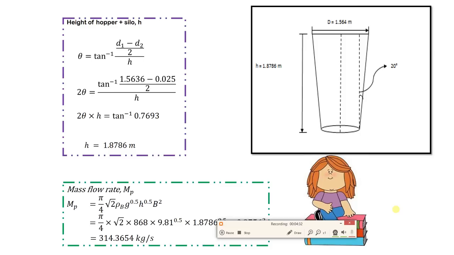Finally, the height of the hopper and silo can be determined, which gives a value of 1.8786 meter with an outlet mass flow rate of 314.3654 kg per second. In conclusion, the design of hopper has completed for production of 10,000 kg of FCC powder with height of 1.8786 meter and diameter of 1.564 meter.